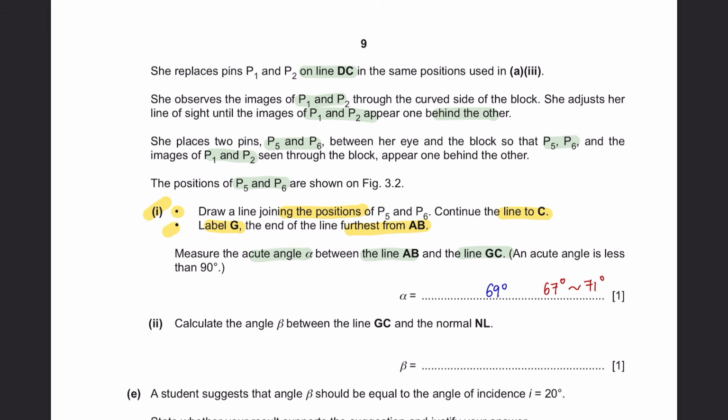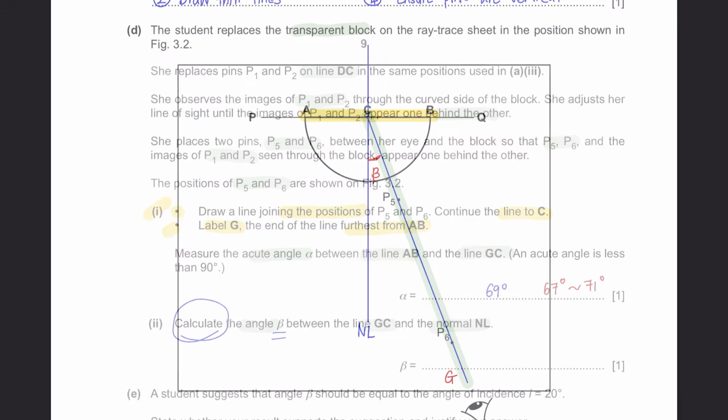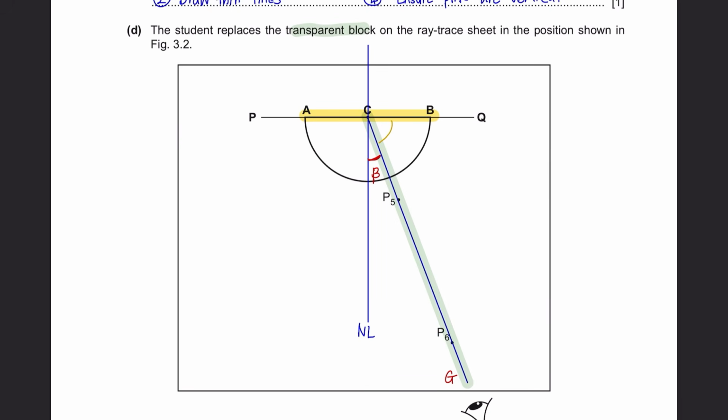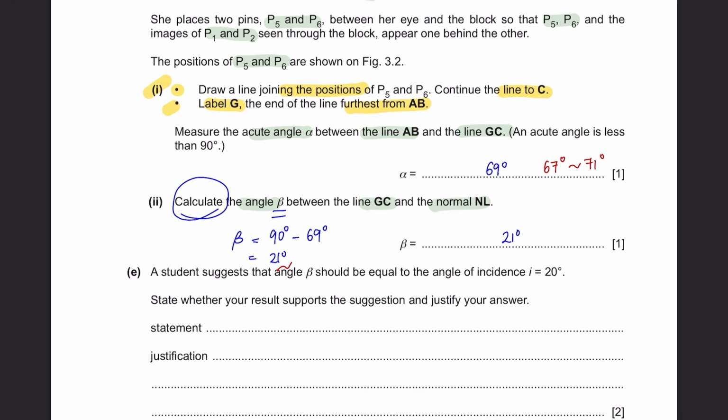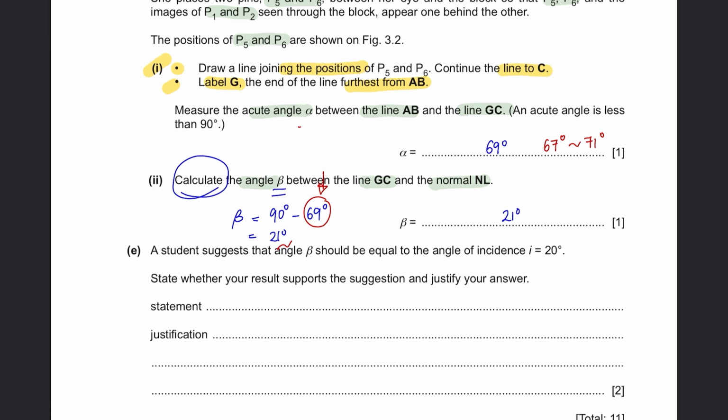Next, calculate the angle beta between the line GC and the normal NL. Well, this question is asking you to calculate, meaning that you do not have to use your protractor, but you need to show your working on how to get the angle beta. From question part 2, we have obtained that the angle alpha here is equal to 69 degrees, meaning that the angle beta here would be a total of 90 degrees minus 69 degrees. So your answer should vary according to whatever value that you got here in part 1.